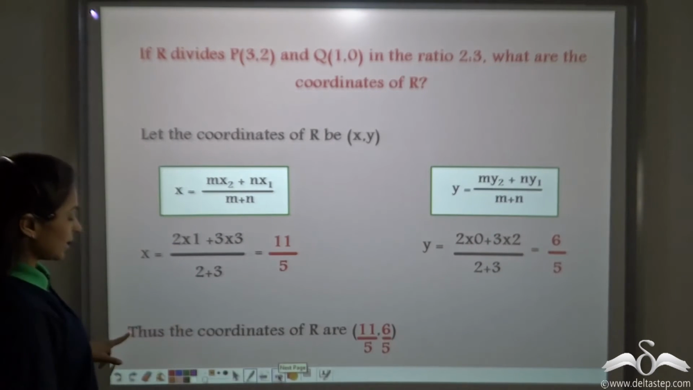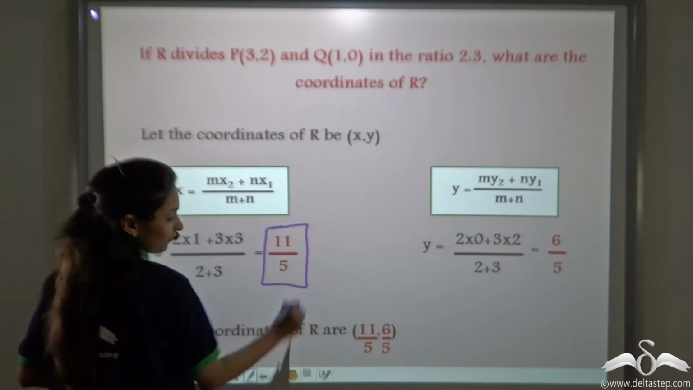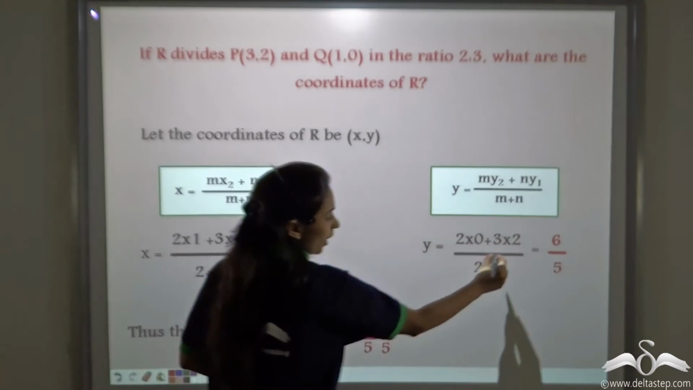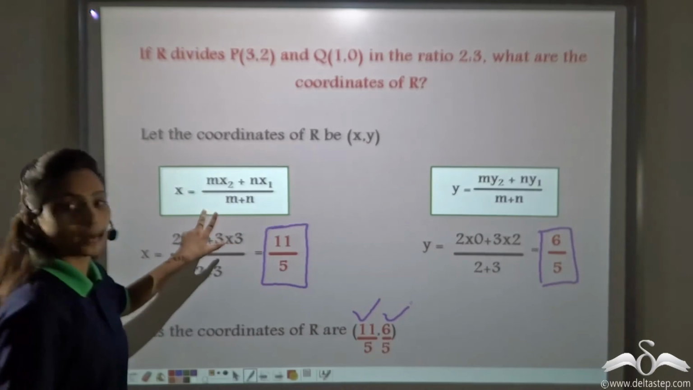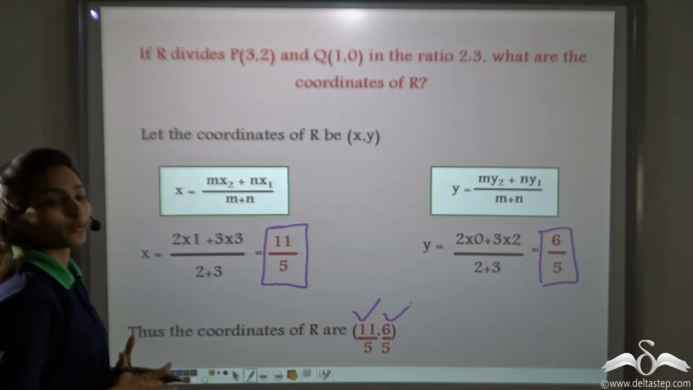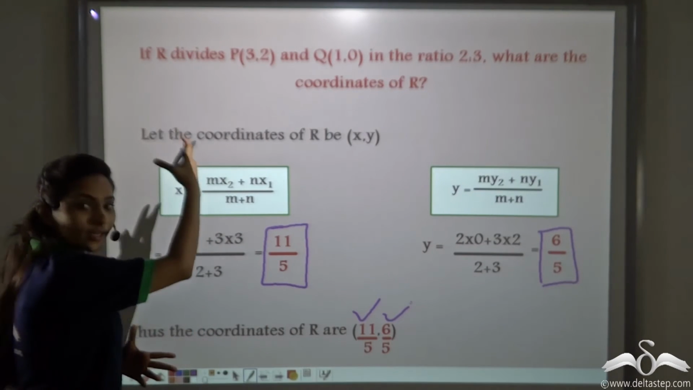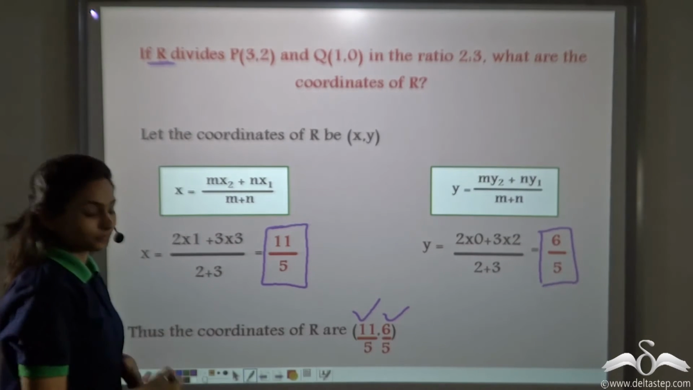So you can see that the coordinates of R will be: x coordinate is 11 by 5, whereas y coordinate is 6 by 5. So just using these formulas we got the location of the unknown object, or in simplified words we can say that we got the coordinates of this unknown point.